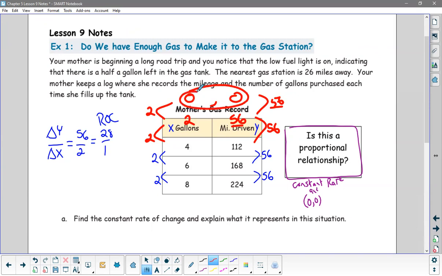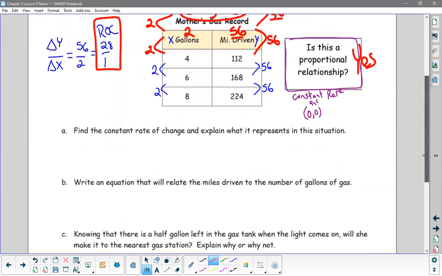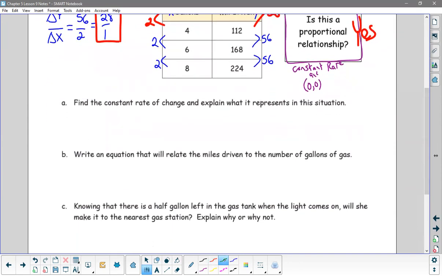So is this a proportional relationship? Yes, because it's a constant rate, which we found, right? We found it's 28 over 1. And it goes through the origin, 0, 0, which we did by extending our table. Okay. So let's see if we can answer some questions down here.